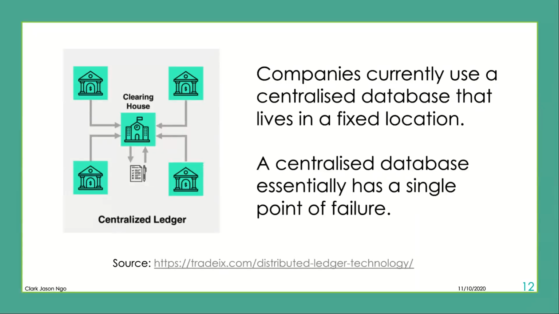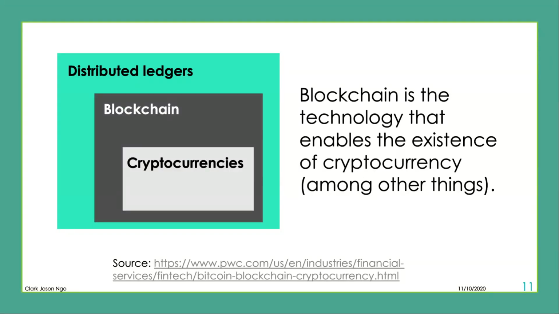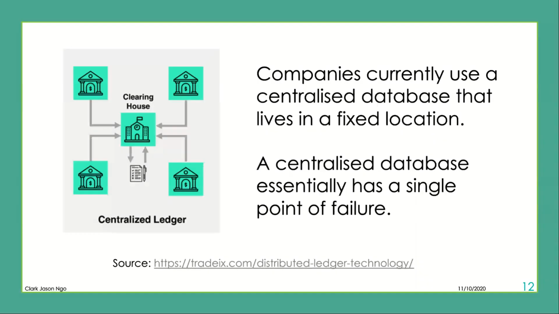So here's an example of a centralized ledger. Because we did show distributed ledger, we'll talk about centralized ledger for now. Companies currently use a centralized database that lives in a fixed location. A centralized database essentially has a single point of failure. So let's say you have different banks and you just have one clearinghouse. All transactions go there, so that is basically a centralized ledger. And if this goes down, everything fails because there's only one centralized database or ledger on that part.